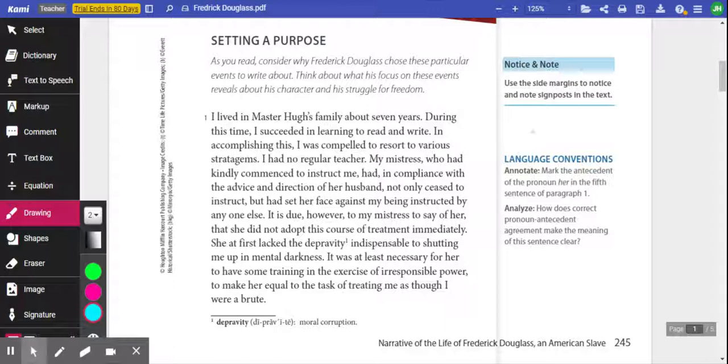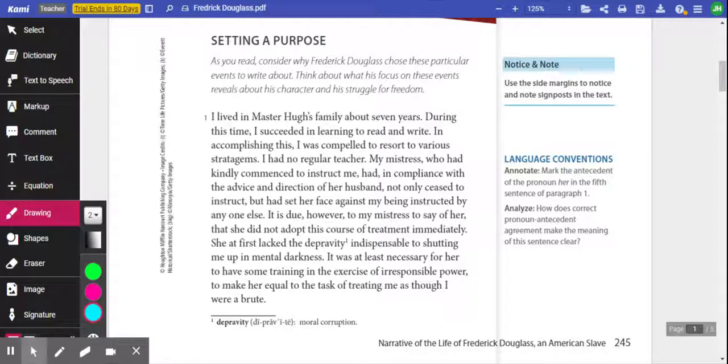So remember, we've talked about how setting a purpose before you read a text is super important. If you know why you're reading it, then you should keep that in mind as we're reading it. Oftentimes we have to come up with that purpose in school, but this text is giving it to us right away. So, setting a purpose: as you read, consider why Frederick Douglass chose these particular events to write about. Think about what his focus on these events reveals about his character and his struggle for freedom.